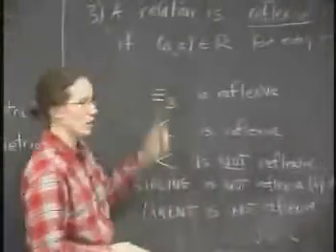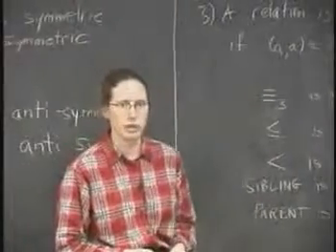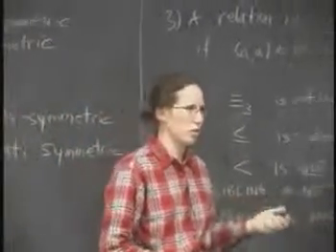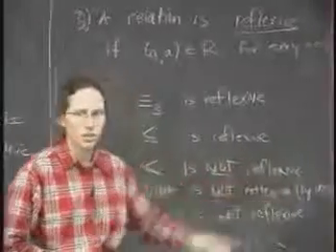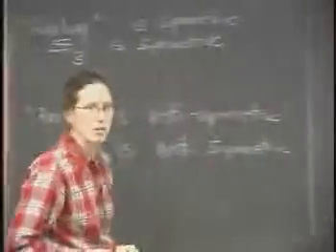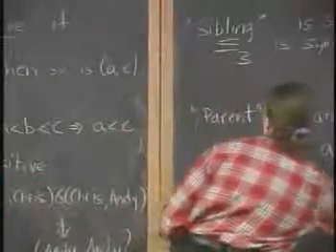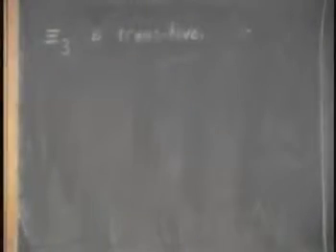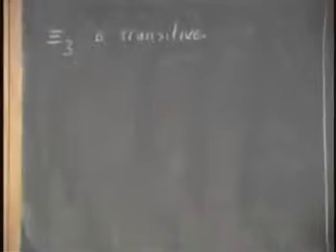What else? I guess equivalence modulo 3 is transitive, because if 1 is equivalent to 4 and 4 is equivalent to 13, then 1 is also equivalent to 13. So these are basically relations. Are there any questions about relations so far?